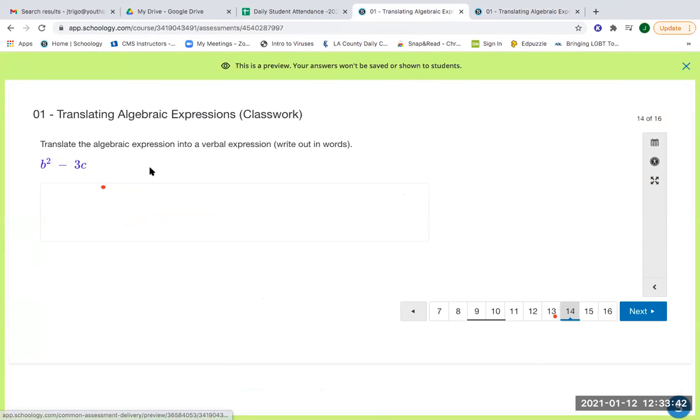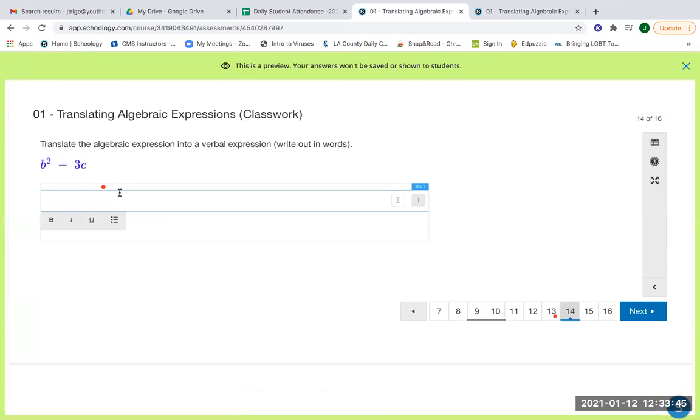Let's see if I can go to the last one. Okay, so how will you translate this one? So let's just call it a number B, or you could say a number, but I'm going to call it a number B. So what is anything that has a second power? What do we usually call it? A number or what? Square. So a number B square, right?